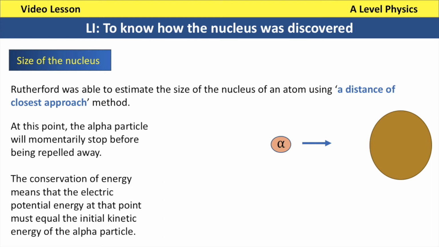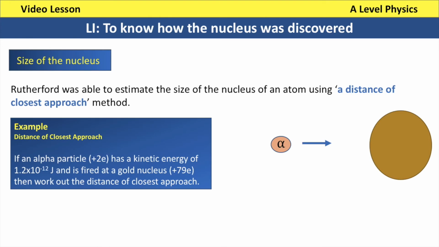Now, at the point where the alpha particle stops momentarily, the alpha particle, of course, will have no kinetic energy. The conservation of energy means that the electric potential energy at that point must equal the initial kinetic energy of the alpha particle. In essence, the alpha particle did have kinetic energy. As it's approached the gold nucleus, that kinetic energy has got lower and lower, because the electric potential energy that it's getting due to the gold nucleus is increasing. So we can use the conservation of energy to work out how close that alpha particle gets to the gold nucleus, i.e. the closest approach of it.